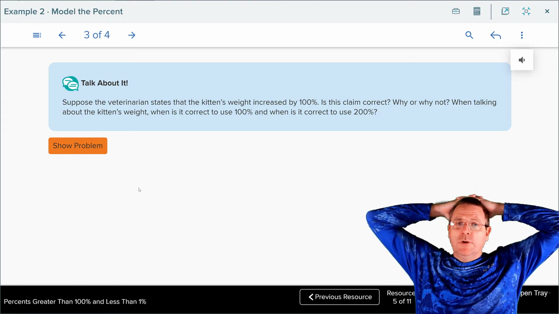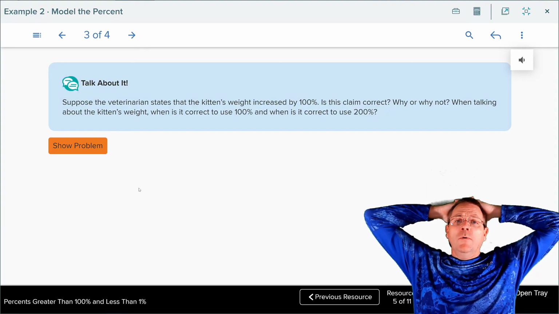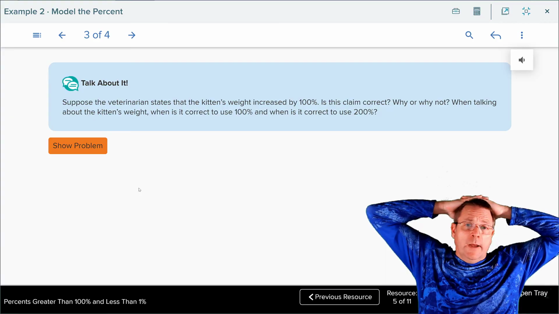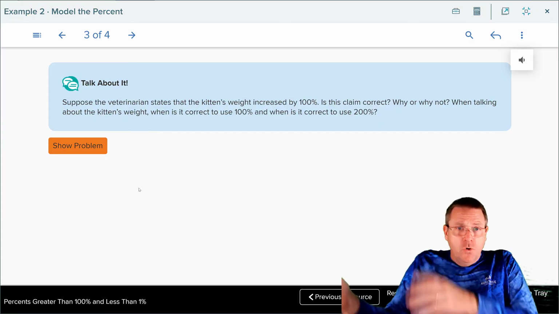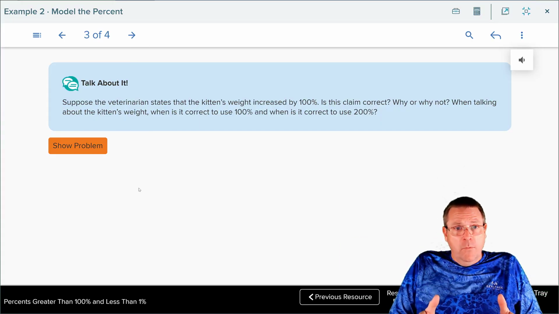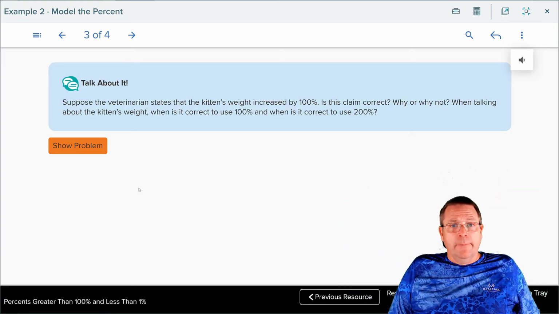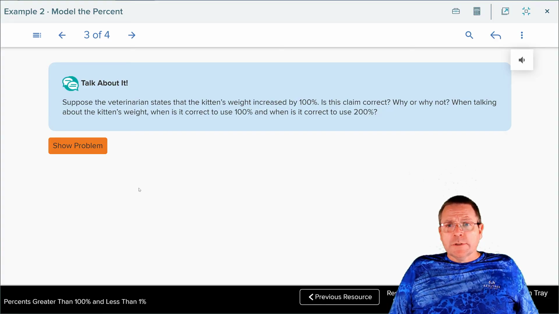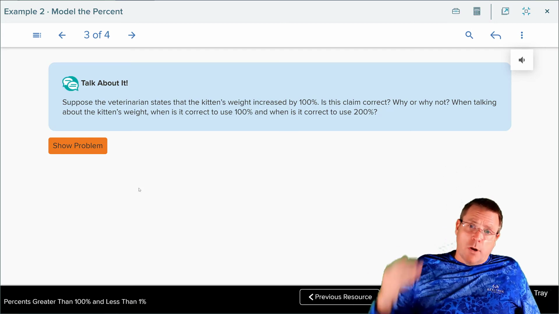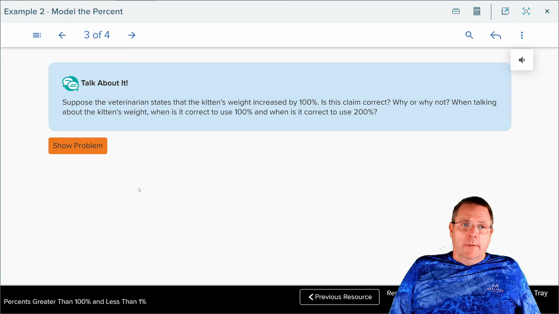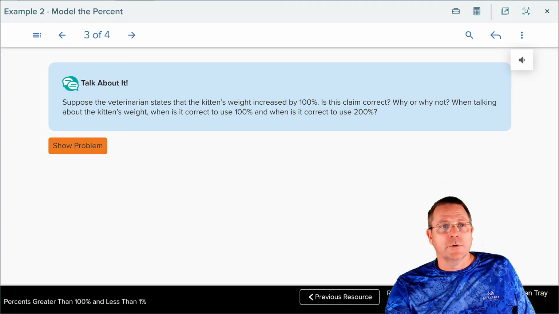When is the correct use of 100% and when is it correct to use 200%? Well, technically the veterinarian would be right, because he didn't compare it to what it was. If he said that it increased by 200%, that means whatever it was, you take that amount and add another 100% to it. You would use 200% when you say that the cat weighed 200% of his birth weight, when you're comparing one to the other. When you're just saying how much it increased, it's perfectly good to say 100% instead of 200%.